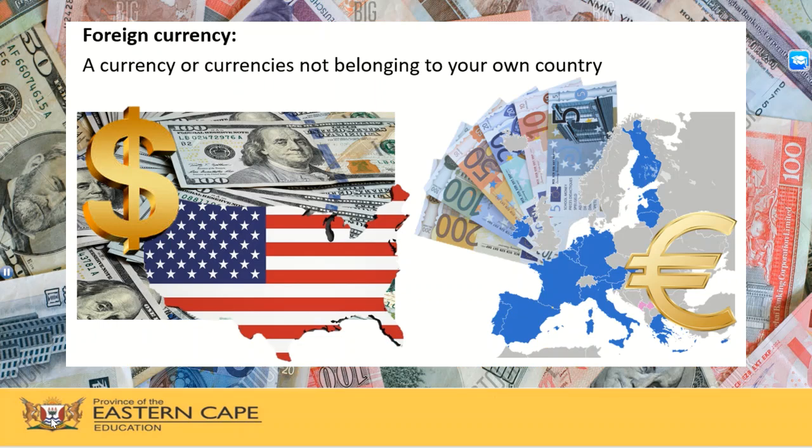And that is where the term foreign currency also comes into play. And foreign currency is a currency or currencies that do not belong to our own country. So in our case, our local currency would be the rand, but the euro or the US dollar or the British pound would be an example of foreign currency. On the other hand, if you are living in the USA, your local currency would be US dollar, your foreign currency would then be the rand or the euro or the British pound. So it depends on the perspective where you are living, which term you use.